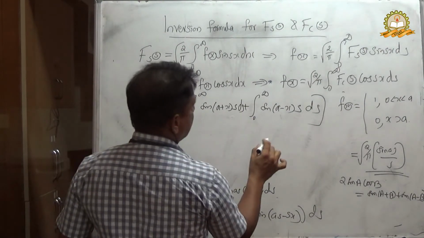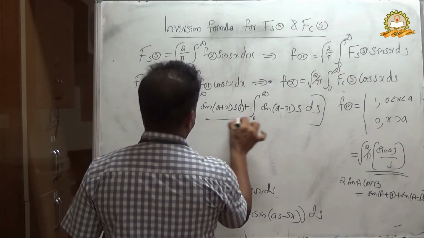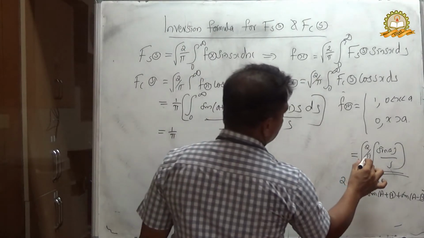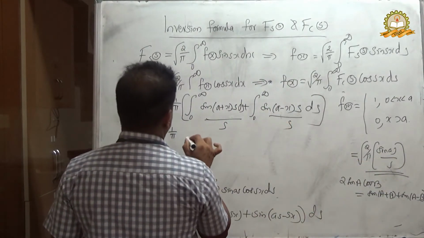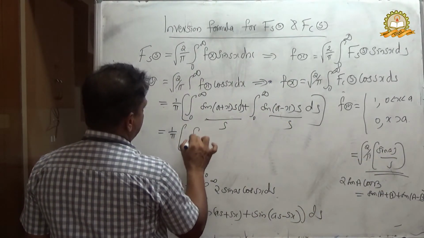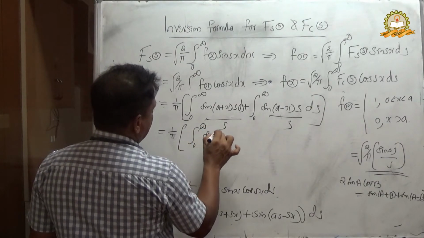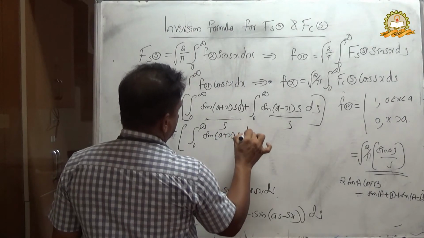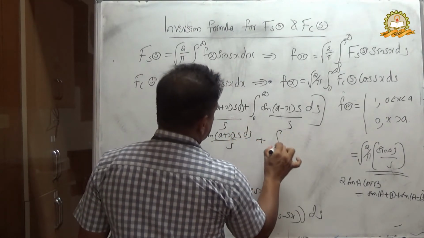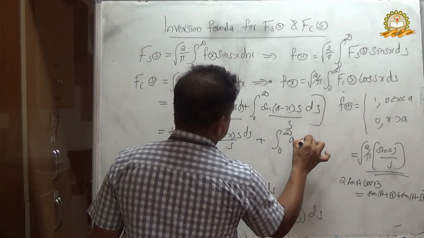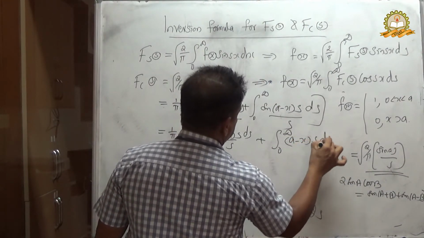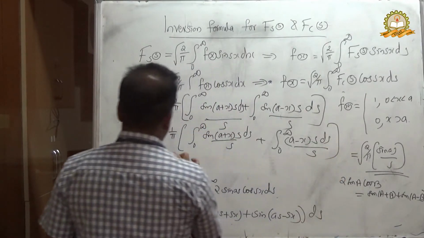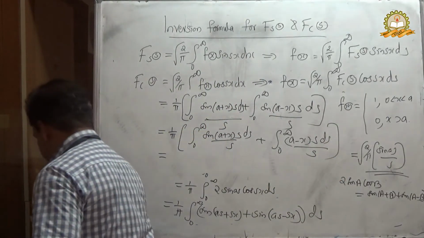This is dividing by s. Therefore, f of fcs is equal to root of 2 by pi sin as by s. Therefore, we get the first term, integral 0 to infinity sin (a plus x) s ds by s, plus integral 0 to infinity sin (a minus x) s ds by s.